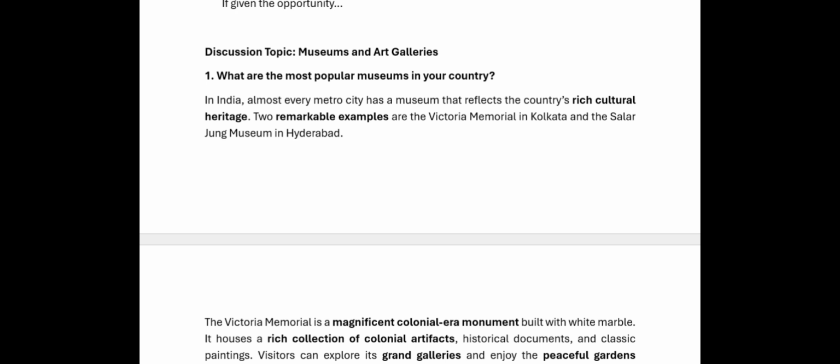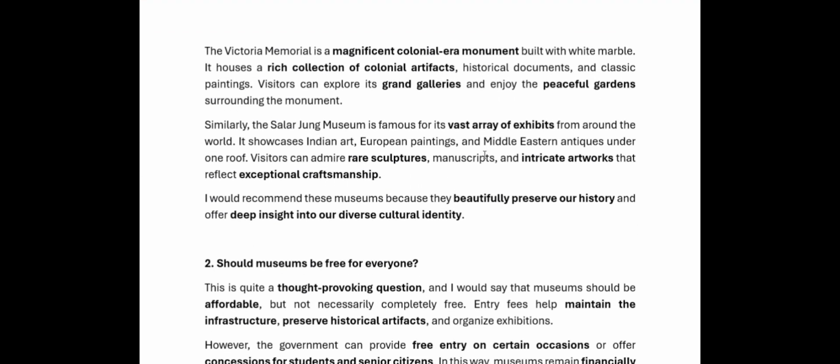Now, getting into the details. Two remarkable examples are the Victoria Memorial in Kolkata and the Salar Jung Museum in Hyderabad. After giving the introduction of two important museums according to your knowledge, now get into the details of what exactly these do. The Victoria Memorial is a magnificent colonial era monument built with white marble. It houses a rich collection of colonial artifacts. Houses means it has. What does it have? It has a rich collection of colonial artifacts. Colonial means the time period of the British. Historical documents and classic paintings.